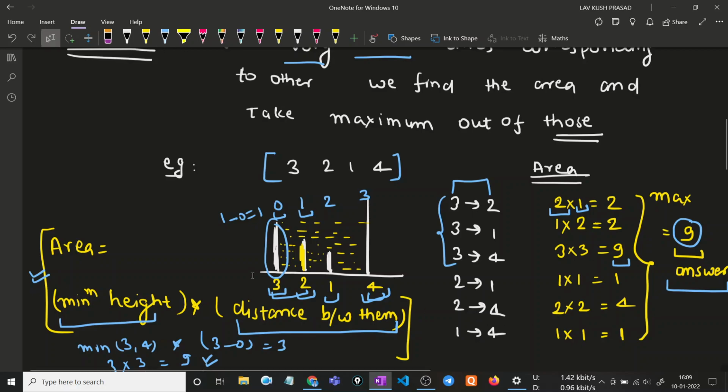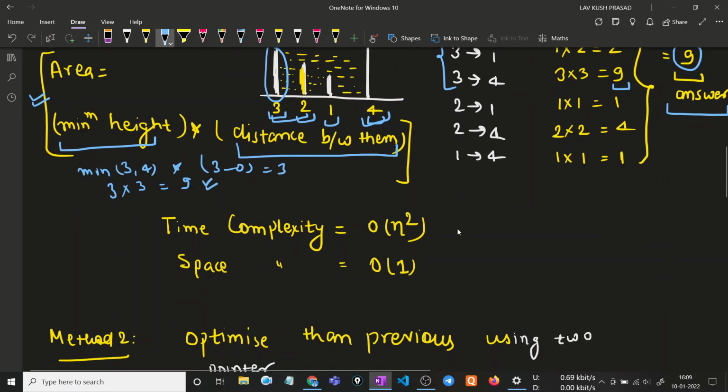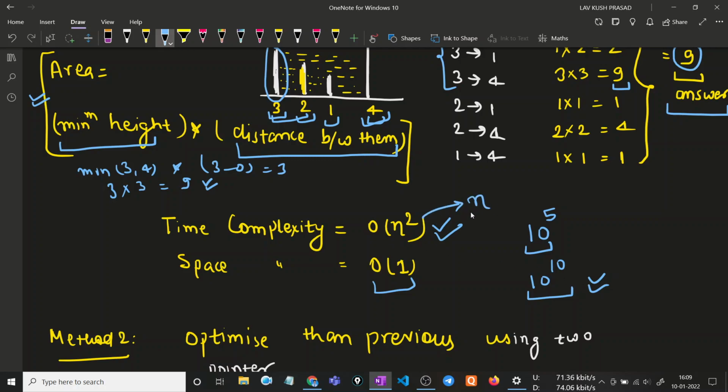But what is the problem in this solution? If you apply this algorithm, it takes big O of n squared time, and the space complexity is big O of 1. But our given constraint is 10 raised to 5, and if you use this algorithm then it tends to 10 raised to 10, which gives a time limit exceeded error, runtime error. Okay, so we have to minimize the time and reduce the time complexity from big O of n squared to n.